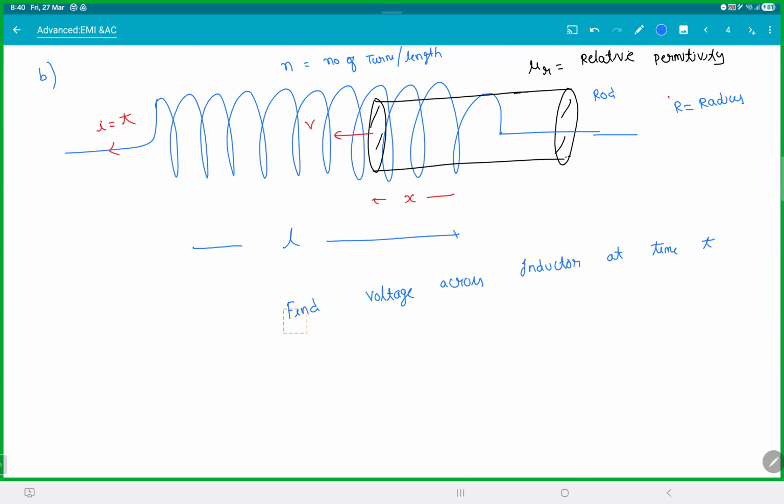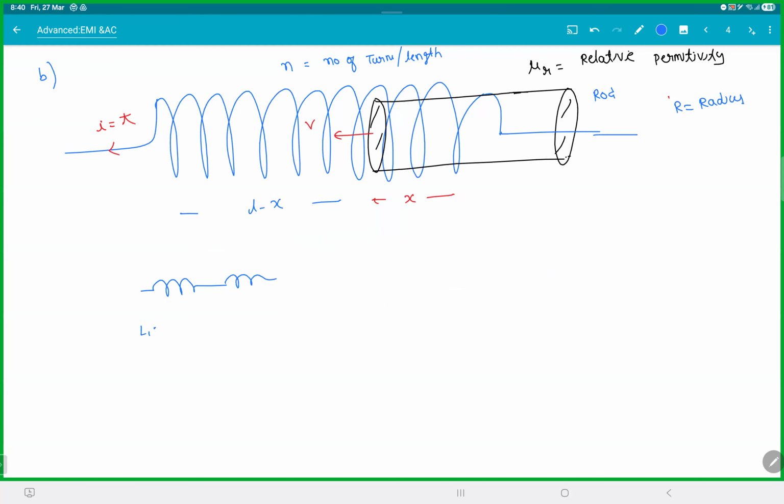So what was the catch? These are basically two inductors in series, with lengths L minus X and X. You can treat them as one inductor and another inductor. So this L1 will be, remember the formula, mu naught n square pi r square into the length, which is L minus X. And L2 will be mu medium, which is mu relative into mu naught n square pi r square X.